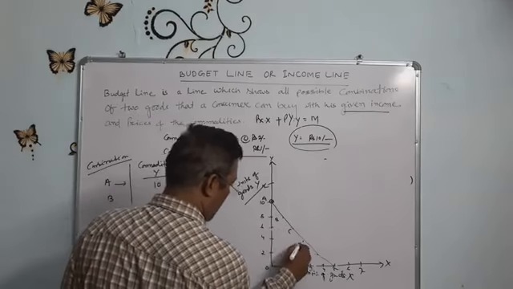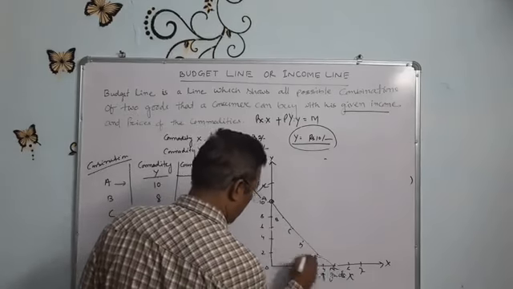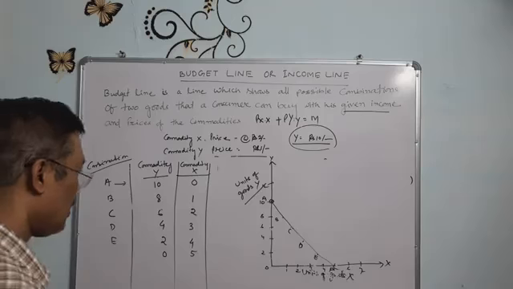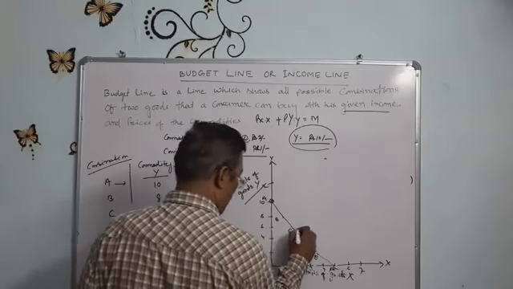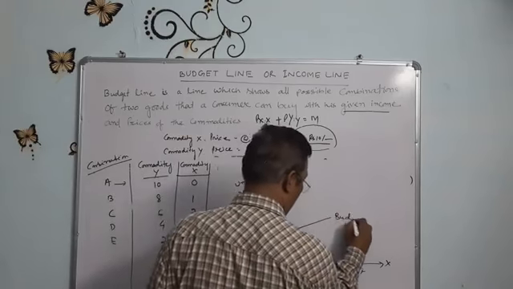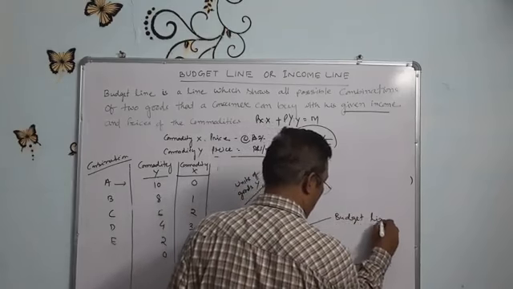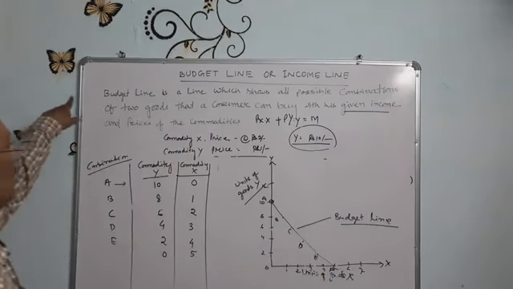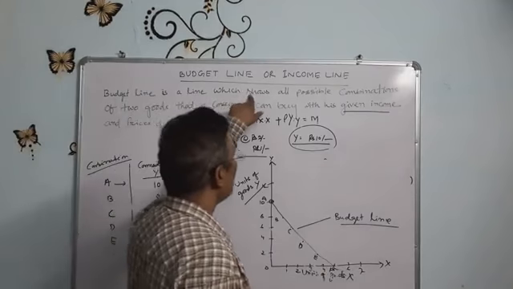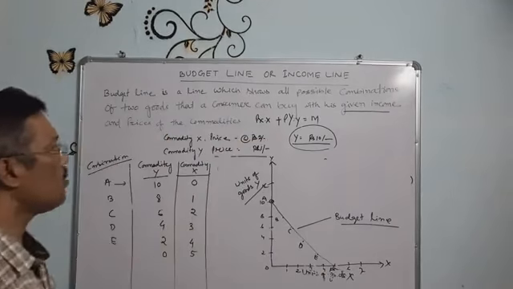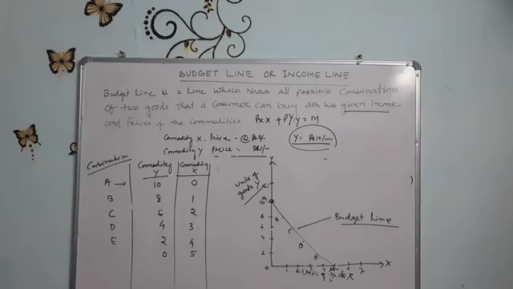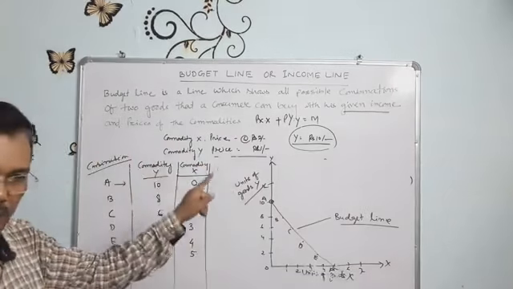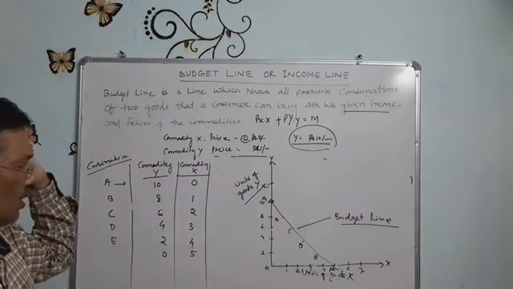A, B, C, D, E, and F. This AF is called budget line. It means budget line is a line which shows all the possible combinations of two goods that a consumer can buy with his given income and the price of the commodities at a given time.